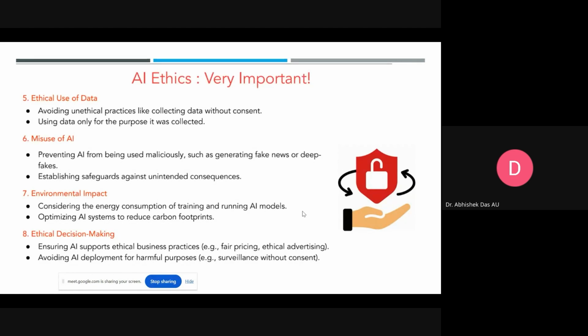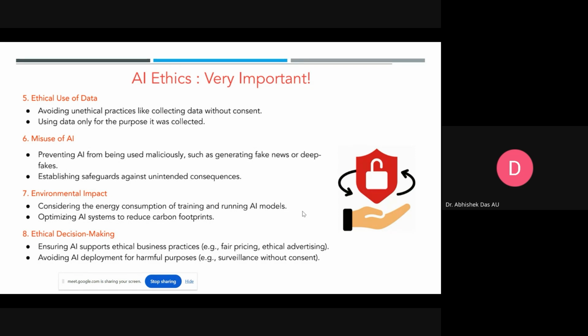For ethical use of data, we need to avoid unethical practices like collecting data without consent, and use data only for the purpose it was collected. We cannot sell or market that data, which is what is happening nowadays. And misuse of AI, preventing AI from being used maliciously, such as generating fake news or deep fakes. You already know what deep fakes are by now. And establishing safeguards against unintended consequences.